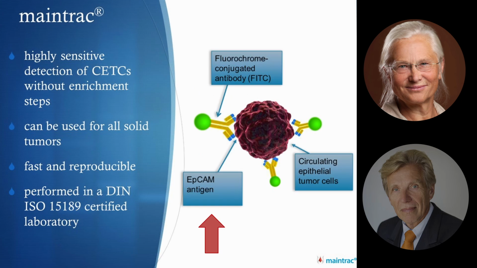We detect these cells by their EpCAM surface antigen, which can be detected by a fluorochrome antibody against these surface structures, and we can detect them without enrichment among the other white blood cells. The approach can be used for all solid epithelial tumors. It's fast and reproducible, and it is performed in a DIN ISO 15189 certified laboratory.